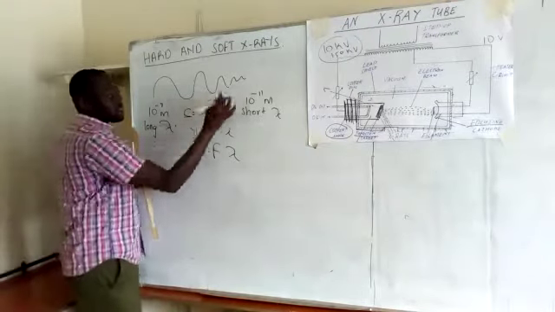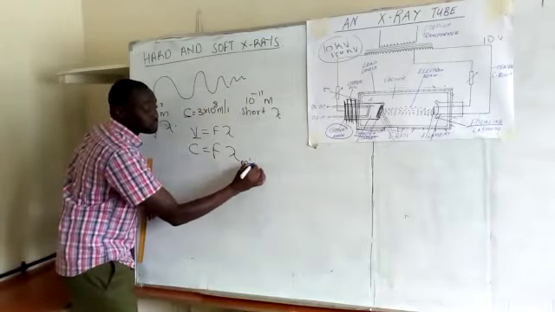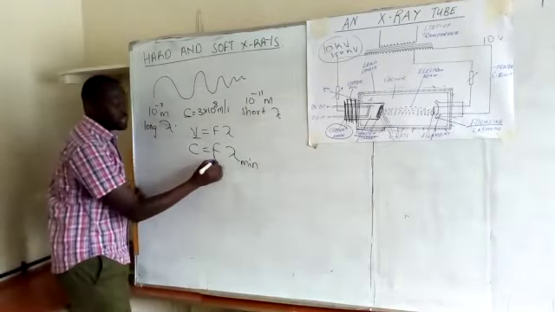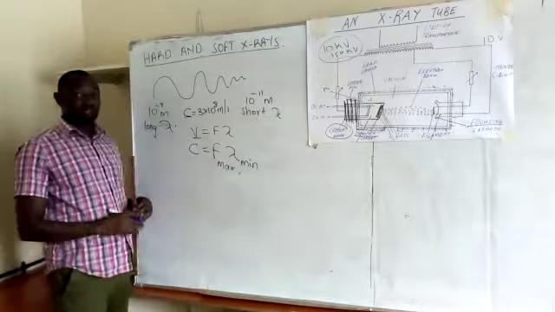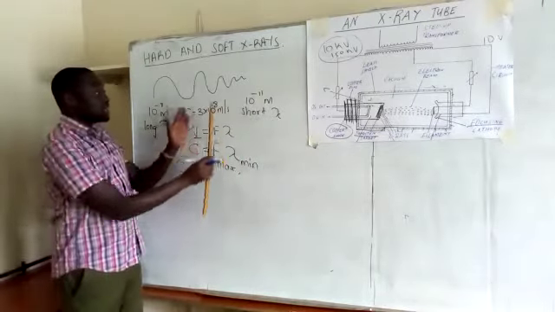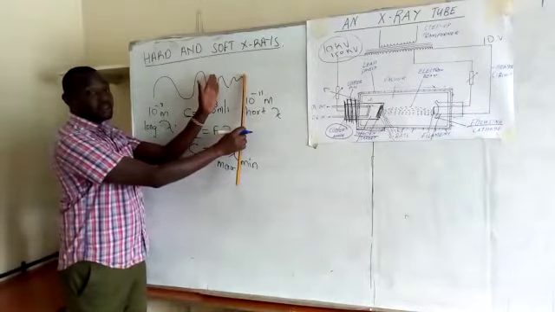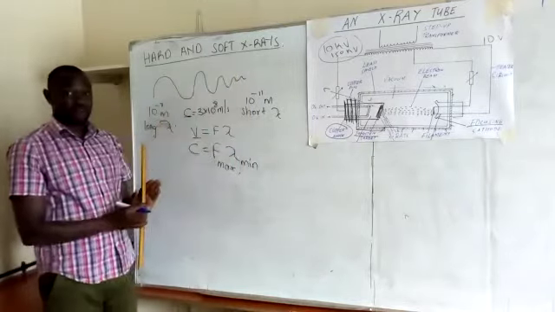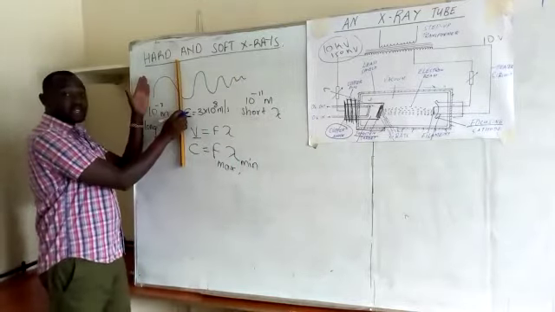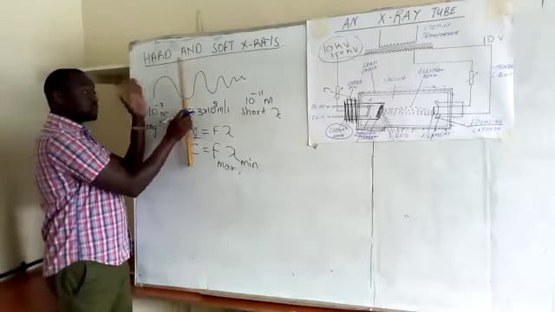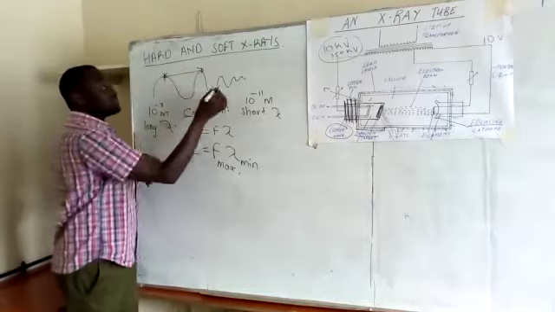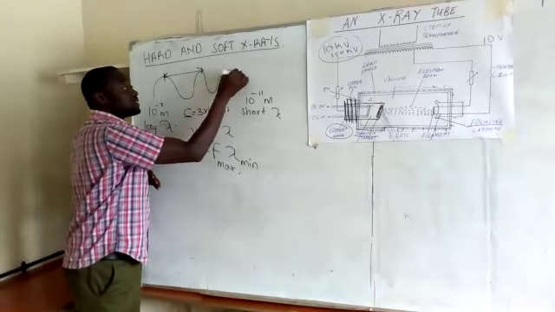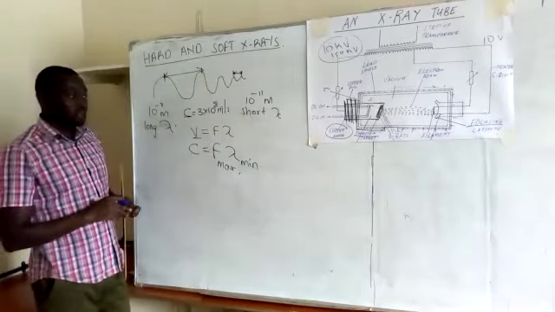Therefore, when we have a very short wavelength, then we'll be having a very high frequency. The frequency will be very high. So the short wavelength corresponds to very high frequency. The long wavelength corresponds to low frequency. As you can see, the wavelength here is long, but in this case, the wavelength is very short.